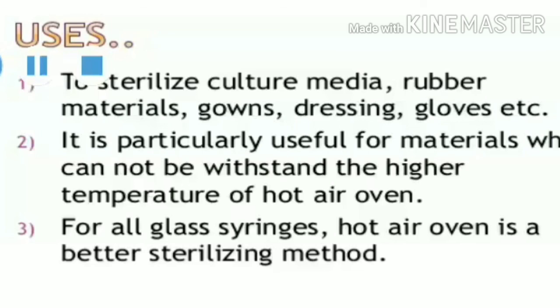Now we will see uses of autoclave. Autoclave sterilizes culture media, rubber materials, gowns, dressing, gloves, etc. It is particularly useful for materials which cannot withstand the higher temperature of a hot air oven. For all glass syringes, hot air oven is a better sterilization method.